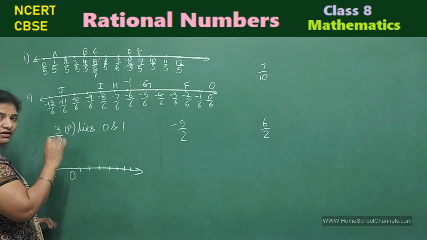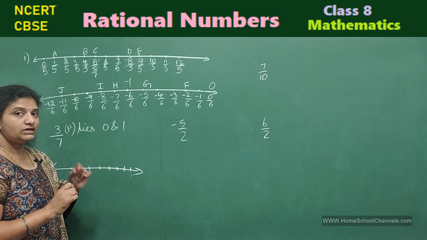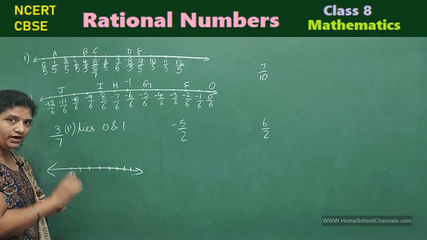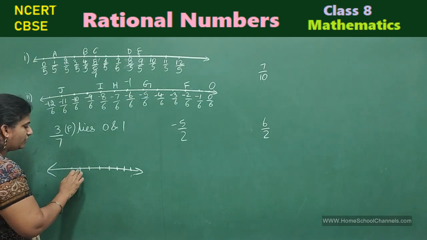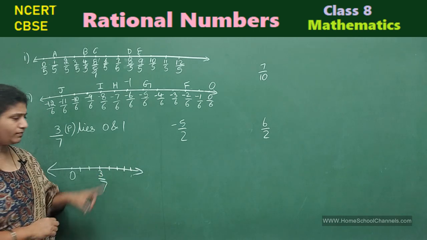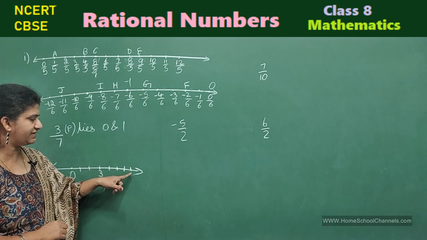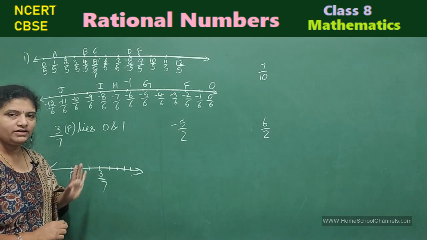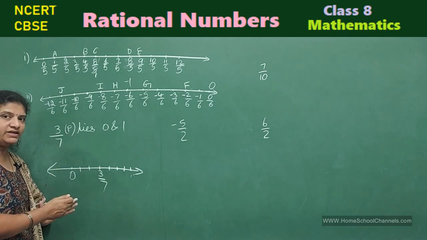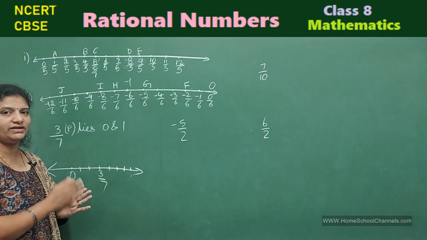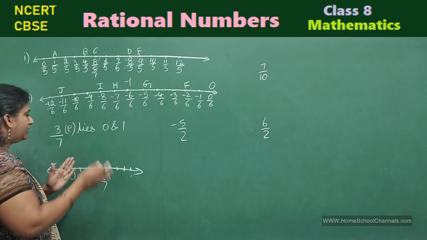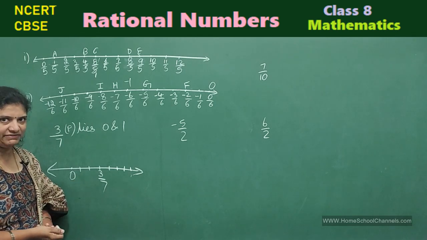And you need to mark 3 by 7. The third one among 7 equal parts. 1, 2, 3. This is 3 by 7. 4 by 7, 5 by 7, 6 by 7, 7 by 7 is 1. Is this clear? 3 by 7, how do you need to represent it? 3 by 7 is a proper fraction. It lies in between 0 and 1. So 0 and 1 is divided into 7 equal parts. The third part is 3 by 7.